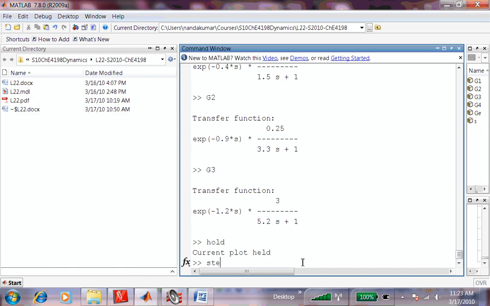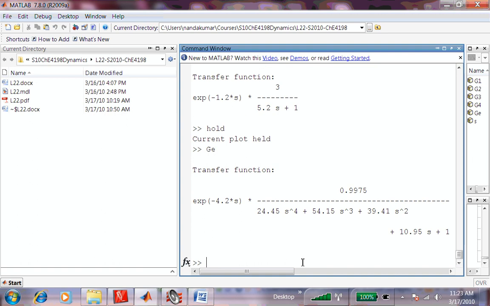Hold, and then step. What do I need to do? I need to plot the effective transfer function, right? Oh, I forgot those numbers. Let me just look at them. Okay. EXP minus 6.2. Again, if I make a mistake, correct me. If you don't understand what I'm doing, ask. Okay? Times 0.9975 divided by, what should I put? To put tau s plus 1. Okay? But that tau is what I want you to get from this graph.